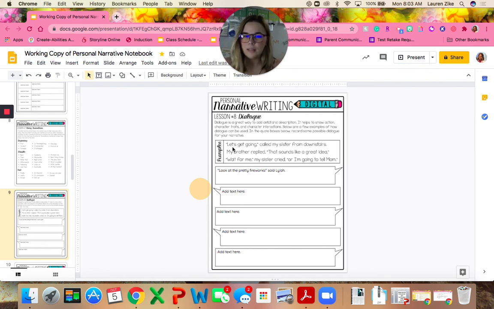So it's not all exactly the same, because it might sound a little bit repetitive or robotic if we just say, "Let's get going," my sister said. "Okay," my brother said. "Let's go here," my sister said. So try to vary where you're putting those dialogue tags. And like I said, we'll talk a little bit more about how to write the quotations during our grammar lesson this week.